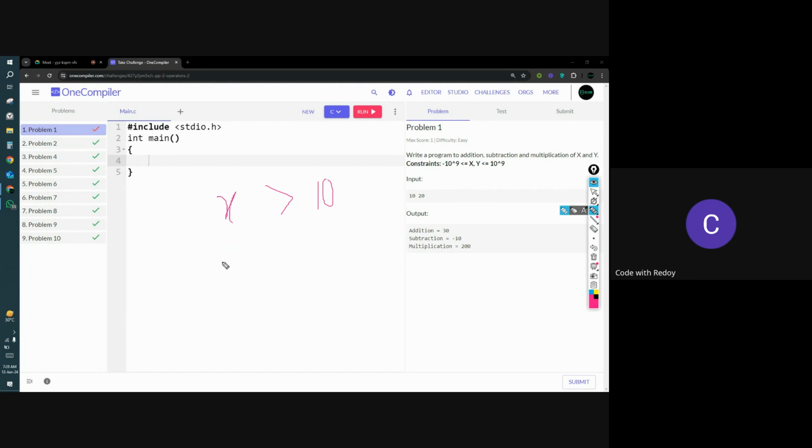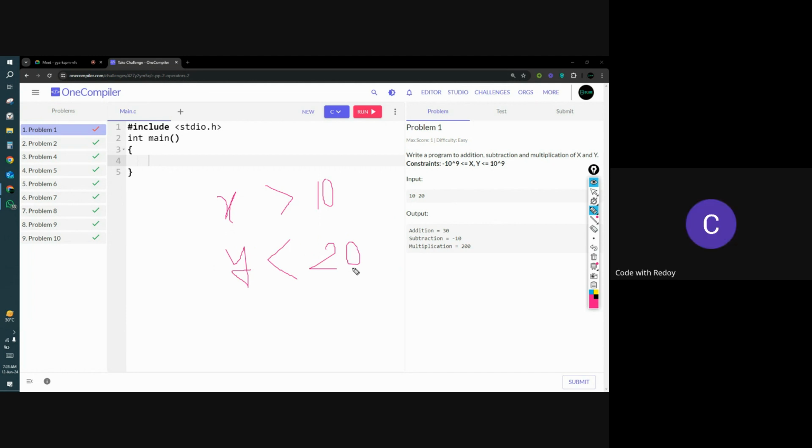I can give another example. Let's say y less than 20. That means the value of y must be less than 20. Is it clear?